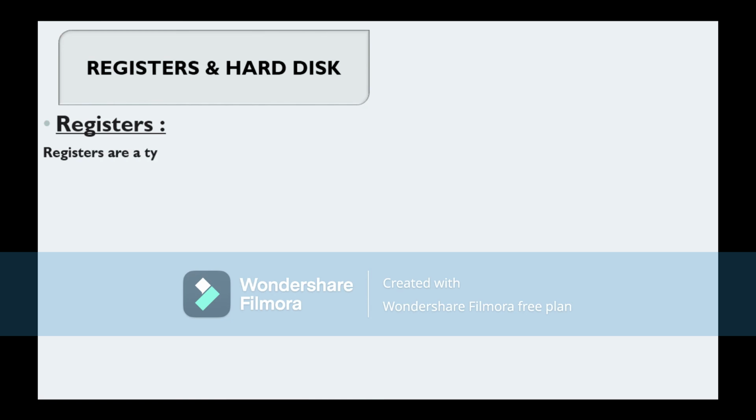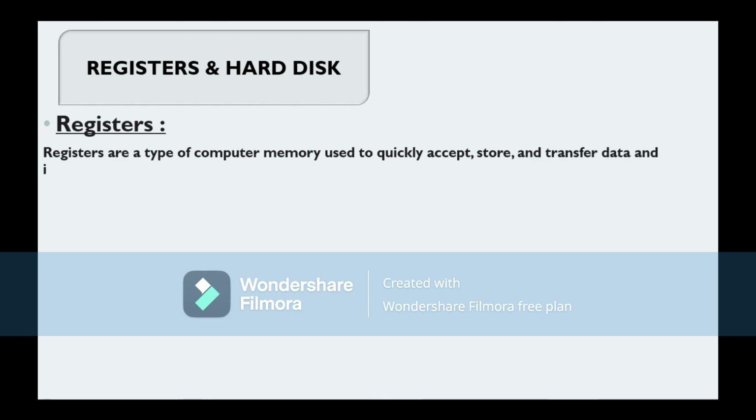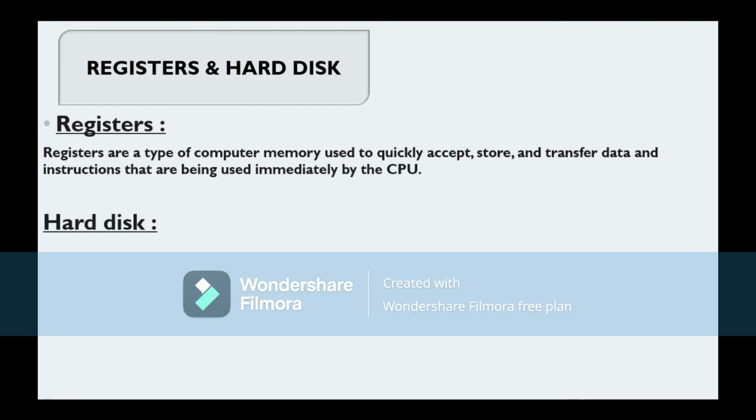And there are the registers and hard disk. Registers are a type of computer memory used to quickly accept, store, and transfer data and instructions that are being used immediately by the CPU, which is the central processing unit.